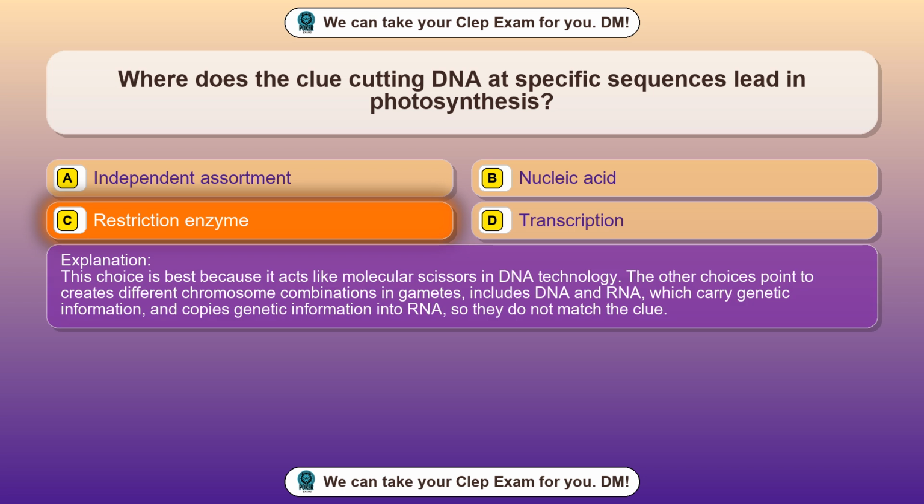This choice is best because it acts like molecular scissors in DNA technology. The other choices point to creates different chromosome combinations in gametes, includes DNA and RNA, which carry genetic information, and copies genetic information into RNA, so they do not match the clue.